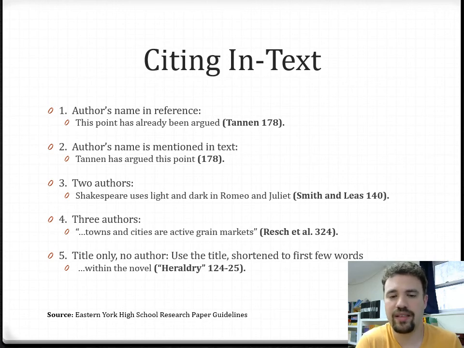In MLA, there is a basic formula, and that is author's last name and page number. Obviously, page number isn't going to apply to everything, but it does apply to most things. The only thing it wouldn't really apply to would be something like a website or a YouTube video or something of that nature. If you're dealing with a book or a journal article, even if it's a digital book or journal article, it will still have a page number.